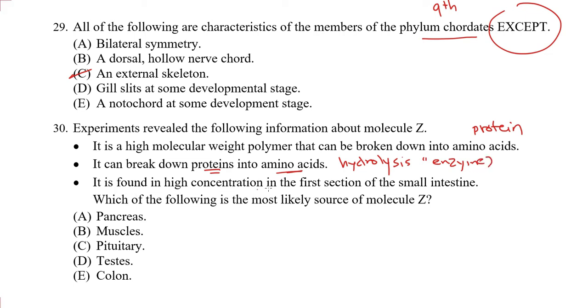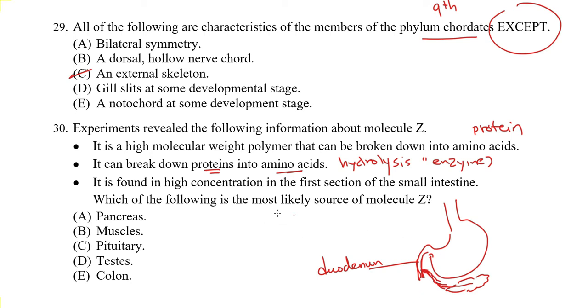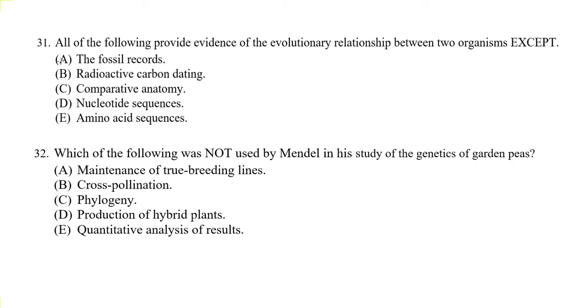It's found in high concentration in the first section of the small intestine here. This is the first section of the small intestine. It's called duodenum, where the pancreas especially starts to produce and pour its secretion. So this molecule Z is mainly found in pancreas, muscle, pituitary gland, testis, or colon, so it's a very direct question: in pancreas.